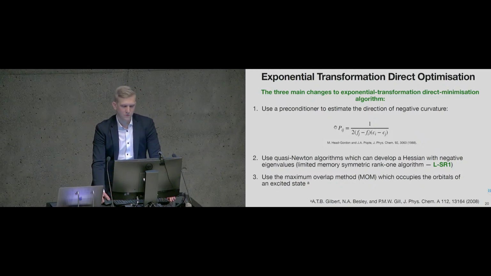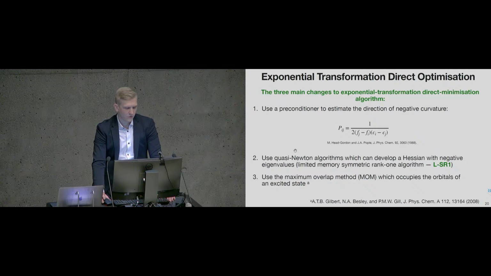So first, we need to use a preconditioner which can estimate the direction of negative curvature. For example, if we promote an electron from the ith orbital to the jth orbital with a higher energy, then this number will be negative. It demonstrates that the ijth orbital pair has to be rotated in such a way as to maximize the energy. Then it is better to use quasi-Newton algorithms which can build an approximation to the Hessian which can have negative eigenvalues. And for this we used a symmetric rank 1 algorithm.